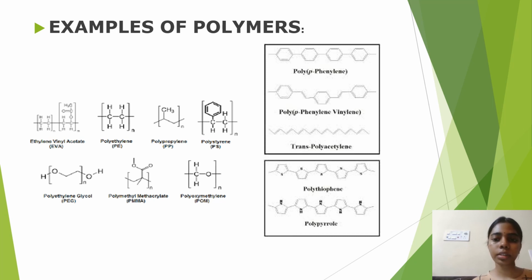Examples of polymers. Here are some examples of these polymers: ethylene vinyl acetate, polyethylene, polypropylene, polystyrene, polythiophene, polypyrrole, etc.